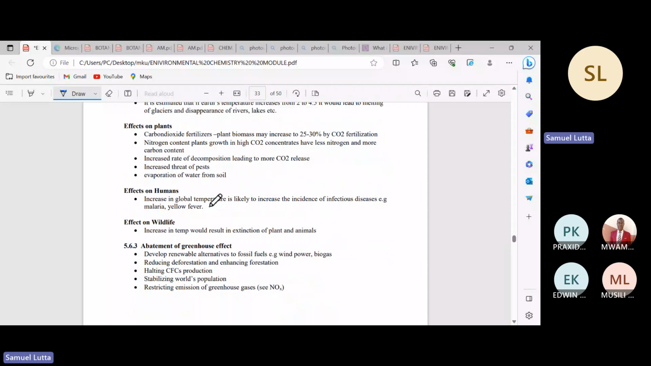So for human beings, when the temperature increases, it can also bring about infectious diseases like malaria and yellow fever. I think this one is known. Most of the vectors of these diseases survive well when the temperature is high.